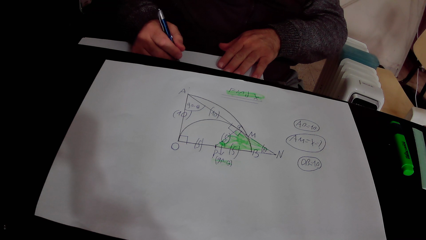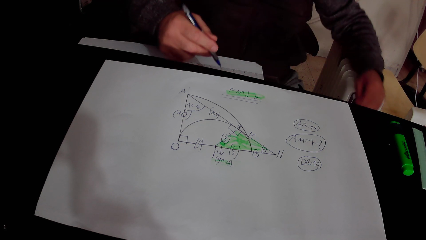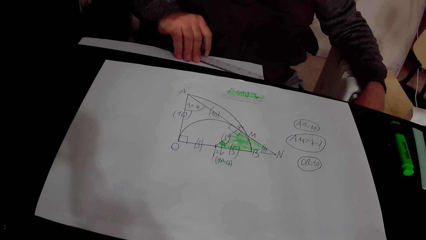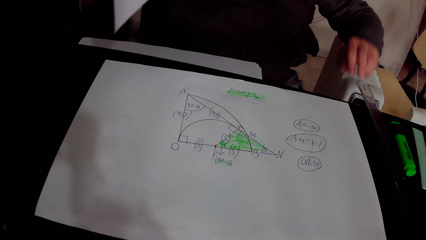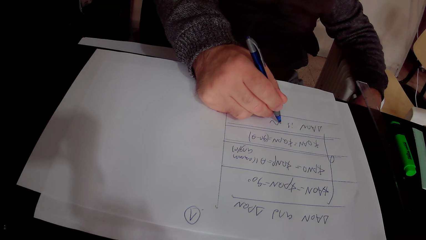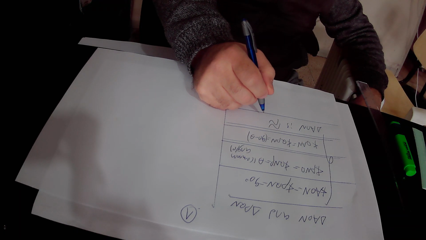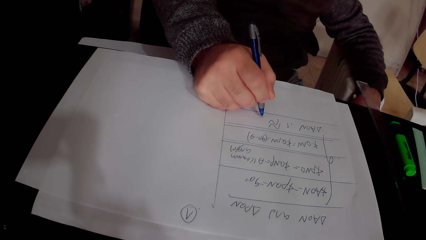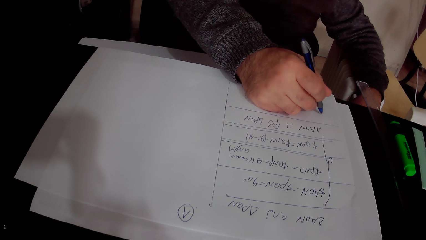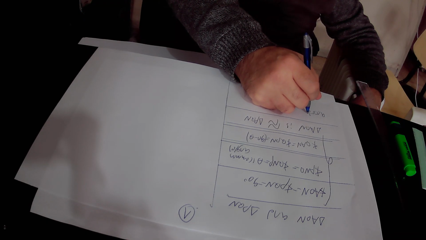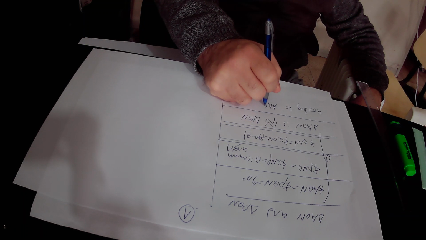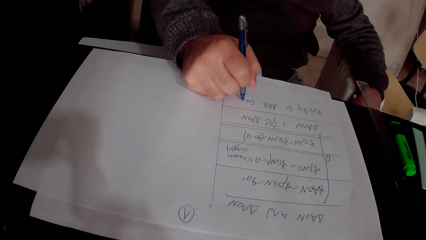The big right triangle AON is similar, this is the sign of similar, to the green right triangle PQN according to the angle similarity rule.